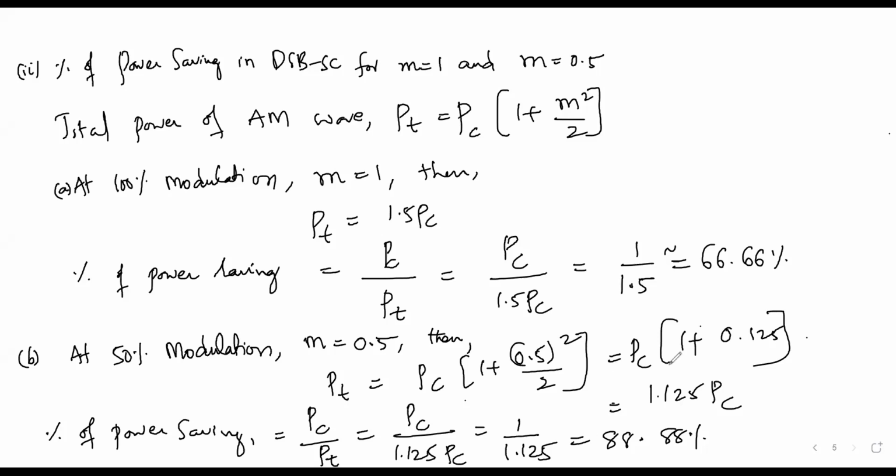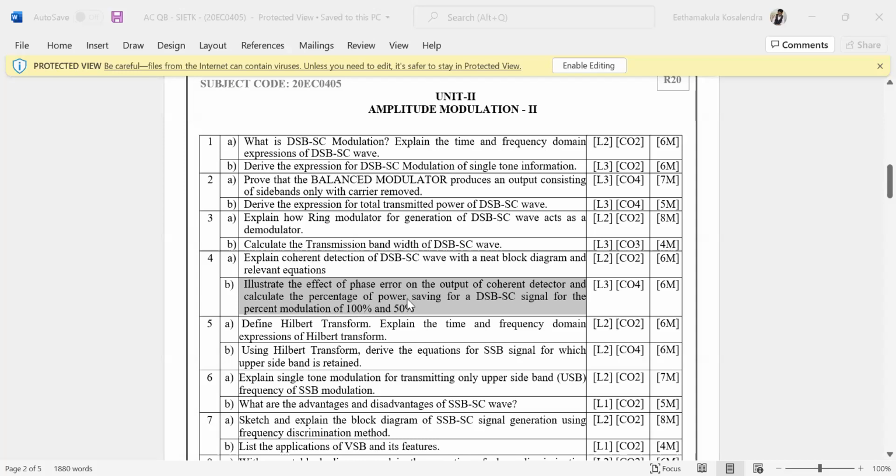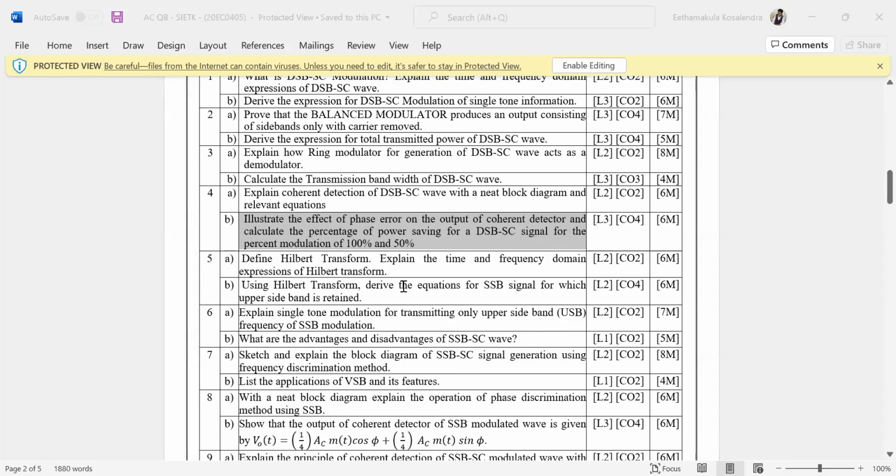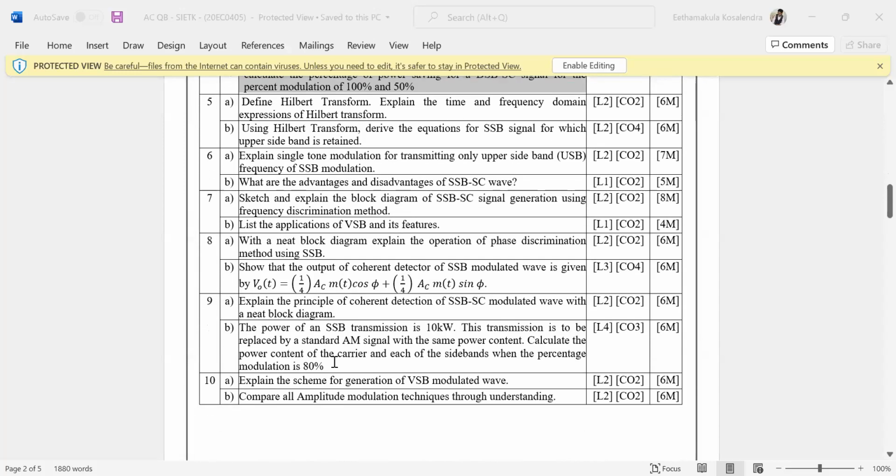So that's about the problem. Left with 10 more minutes. So quickly we'll go to the other problem. So we'll solve this problem.